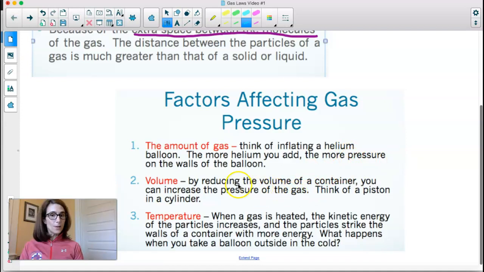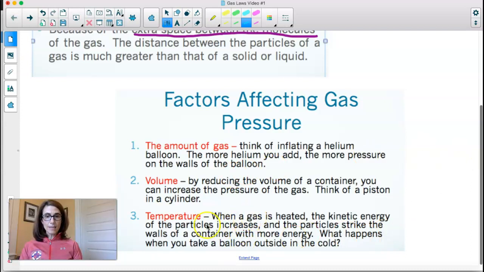Volume. So we're not talking about volume of gas, we're talking about the volume of the container. So if you are able to reduce the volume of a container that contains a sample of gas, if you can squeeze that gas down into a smaller space, that smaller space is going to have a lot more pressure on the walls of the container.